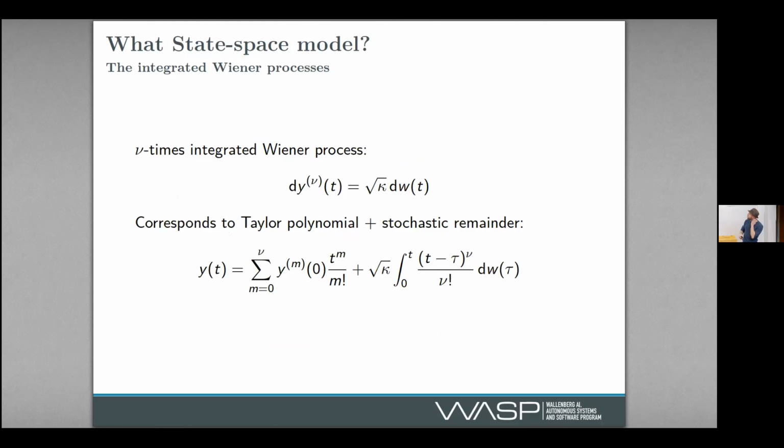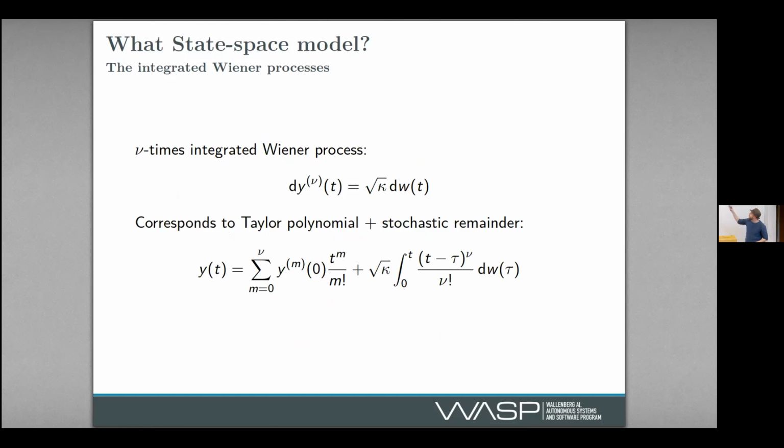And so what prior should we choose? That's an open problem, but a reasonable one is just take a linear process and integrate it a bunch of times. Because what happens then is we get a model that is kind of a Taylor expansion, except you toss away the remainder term and just replace it with a Brownian motion. So essentially, we're modeling the Taylor remainder.